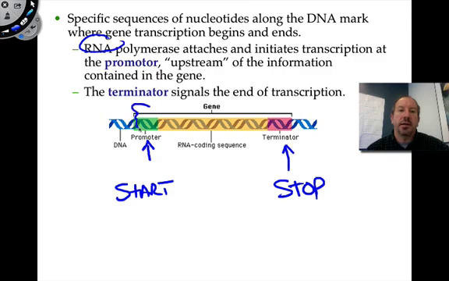So let me animate that. RNA polymerase attaches here at the promoter, and then it moves along like here. And as it moves along, it'll start making the RNA. And then when it reaches this terminator sequence, that means the transcription is finished and the RNA is done. Here's your RNA. And then the RNA polymerase falls off. So this is where it attaches, and this is where it falls off.